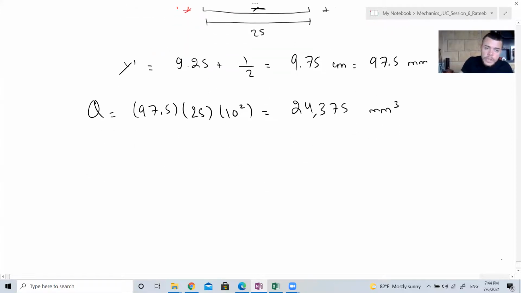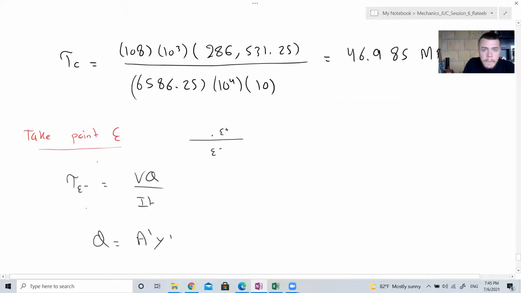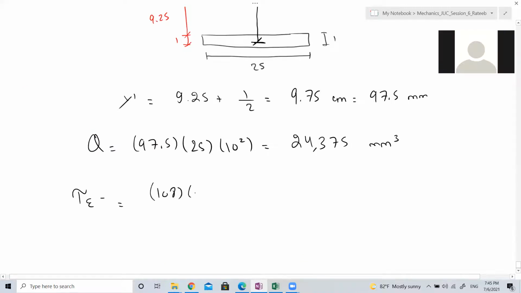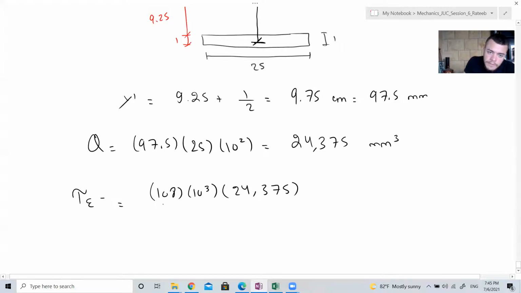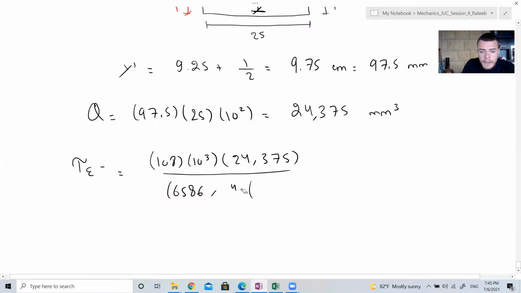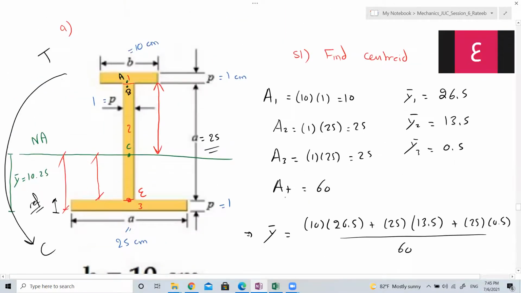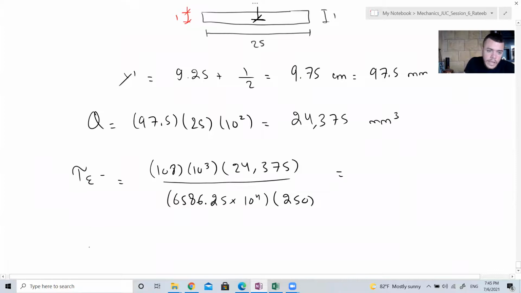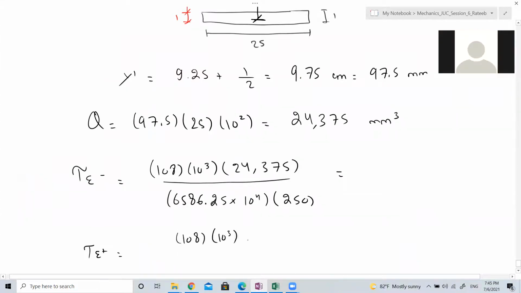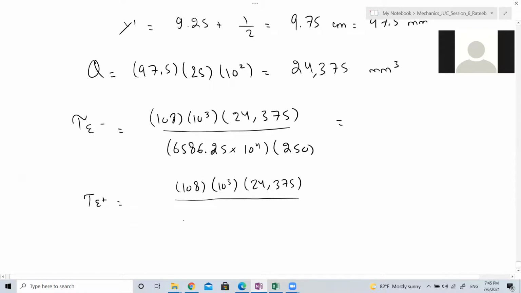24375 millimeter to the power 3. So tau E minus is 108 times 10 to the power 3 times 24,375 over I, which is 6586 times 10 to the power 4, times T. What is T? 6586.25. Do you multiply 9.75 by 10 or by 100? We are talking about the thickness at point E. I mean when you convert it. This is E minus, this is E plus. So it would be 250. 250, right. 25 times 10. And tau E plus, what is it? The thickness is different, but it's multiplied by 10. 10, right.